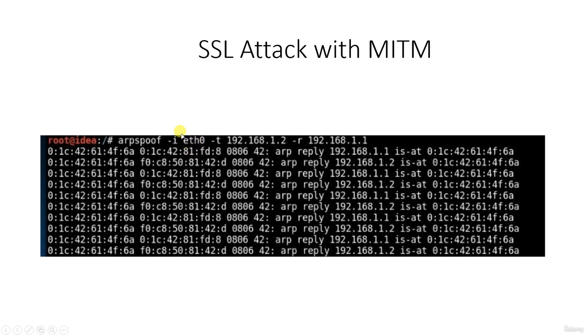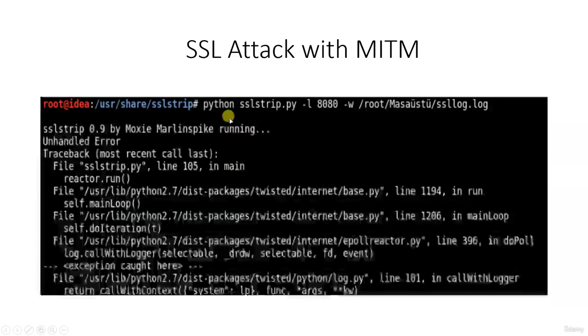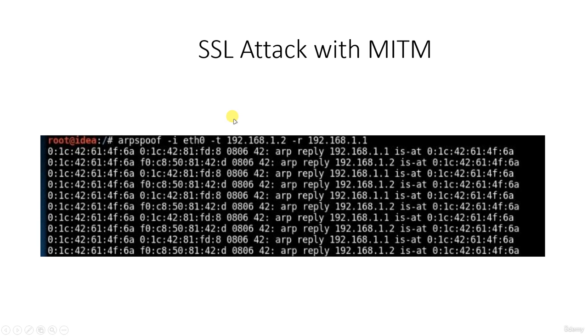This will vary from machine to machine, so you may have wlan0 or eth1. In my case, my machine was wired, so this is eth0. Then you have to send from this IP to this IP. As you already know, this is the gateway IP and this is our 1.2 victim computer. So this is the total arpspoof command in the terminal.